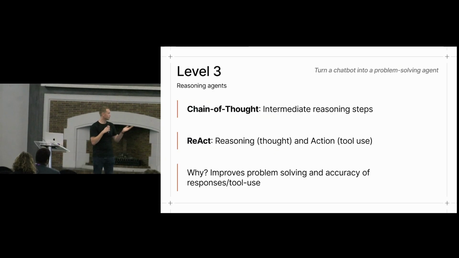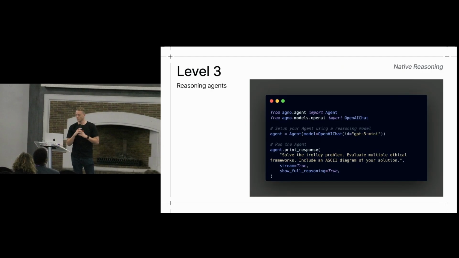So as I mentioned, the reason we want to introduce reasoning to agents is to solve more complex problems. Here is a very small example. GPT-5 Mini is a native reasoning model. It has built-in reasoning. So if we ask it a problem that requires reasoning, like the trolley problem, it will do a bit of thinking before it answers your question.